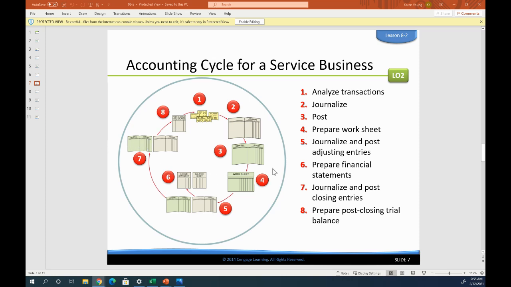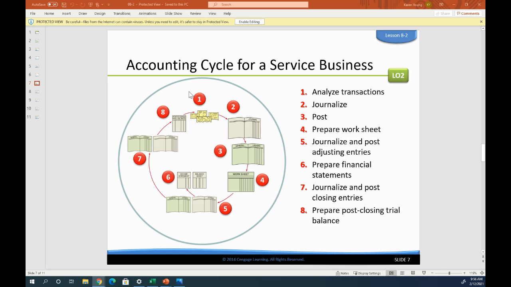Today, we are going to be talking about journalizing and posting closing entries. Closing entries are the second to the last step of the accounting cycle. The last step is to prepare a post-closing trial balance. So we're just about there. If I was in the classroom, this is where I would shoot off the confetti poppers. We're at the end of our accounting cycle for our service business.